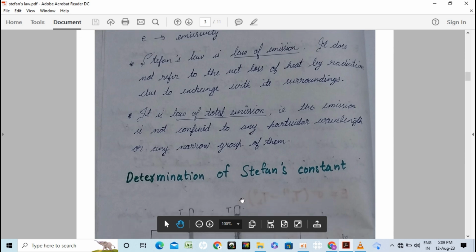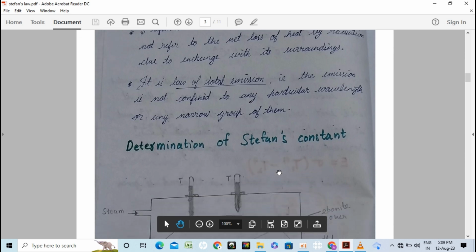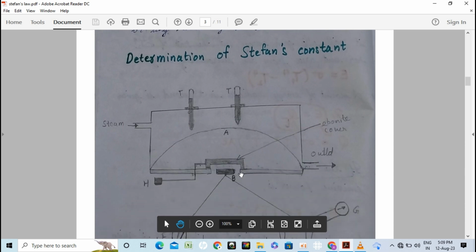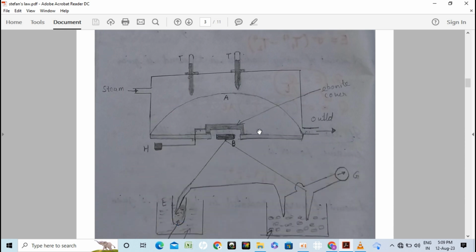Next, we have an experiment to find Stefan's constant. So this is the experimental setup. The apparatus consists of a hollow hemispherical metallic vessel A. Its inner surface is coated with lamp black. Then this metallic vessel is kept inside a wooden box. The wooden box has a steam inlet and steam outlet. It has two thermometers inserted in it to measure the temperature of this hemispherical vessel.